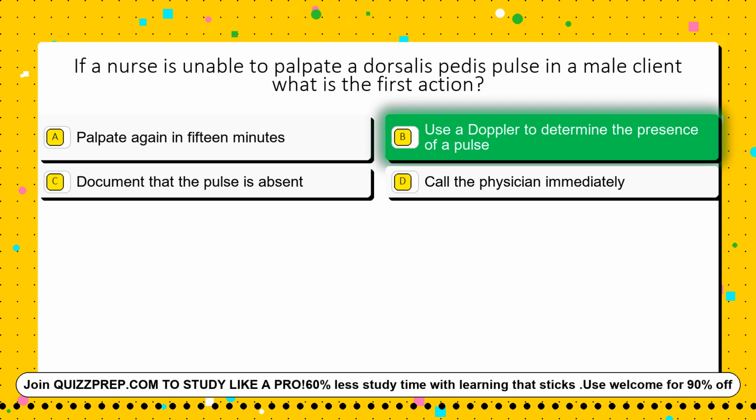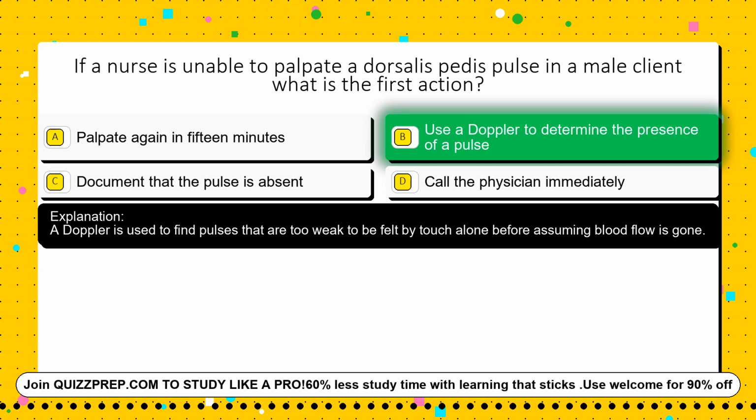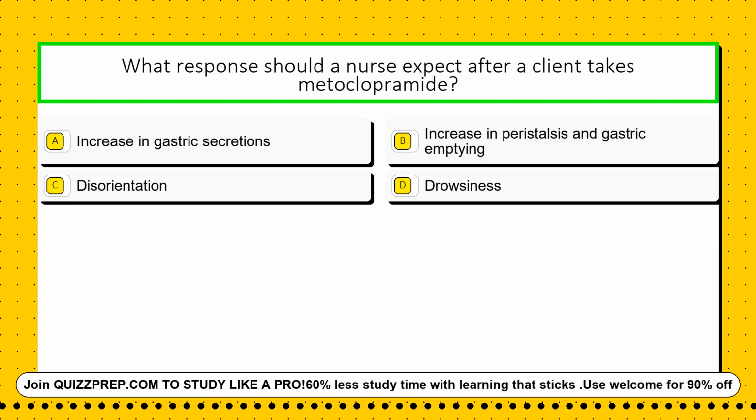The correct answer is option B, use a Doppler to determine the presence of a pulse. A Doppler is used to find pulses that are too weak to be felt by touch alone before assuming blood flow is gone.